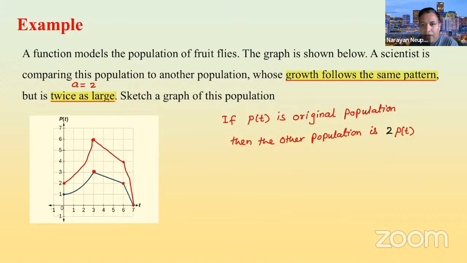Okay, so that is the graph of the function because this is 0. 0 times 2 is a 0. So you can clearly see your original function was P(t). And then this new function is 2 times P(t). That is for the population whose growth is twice as large. That will be 2 times P(t).